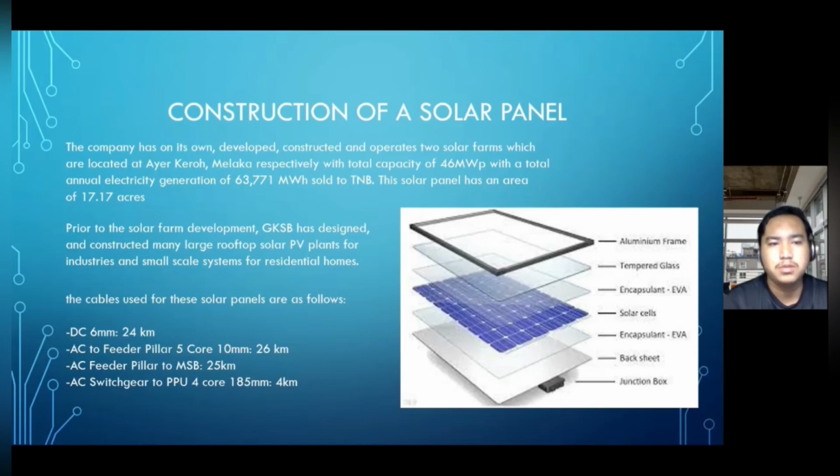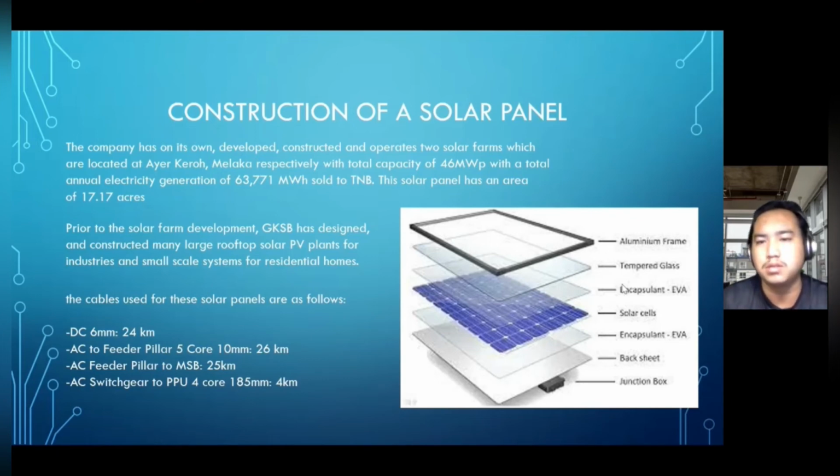So, the cables used for this solar farm are as follows: DC 6 mm, 24 km; AC to feeder pillar 5 core 10 mm, 26 km; AC feeder pillar to MSB, 25 km; AC switchgear to PPU 4 core 185 mm, 4 km. That is from this picture.